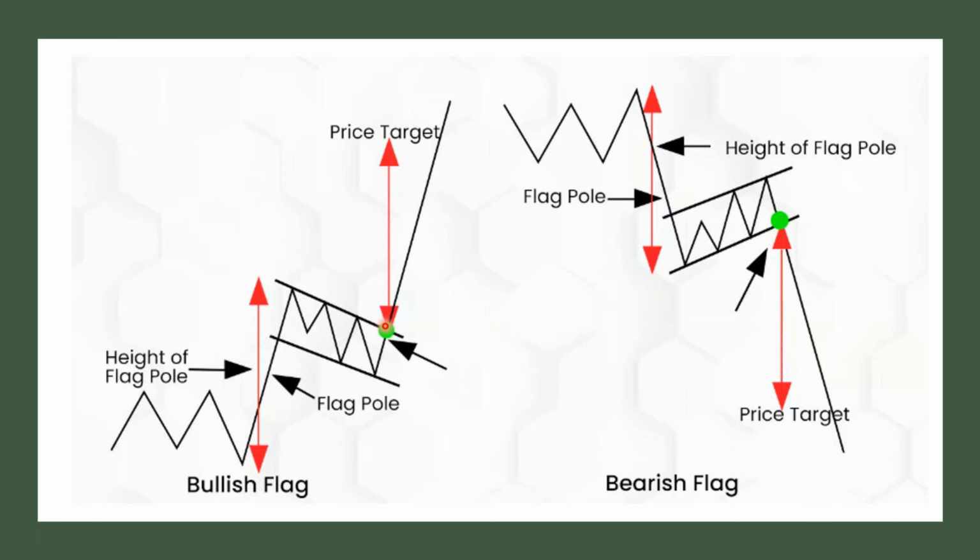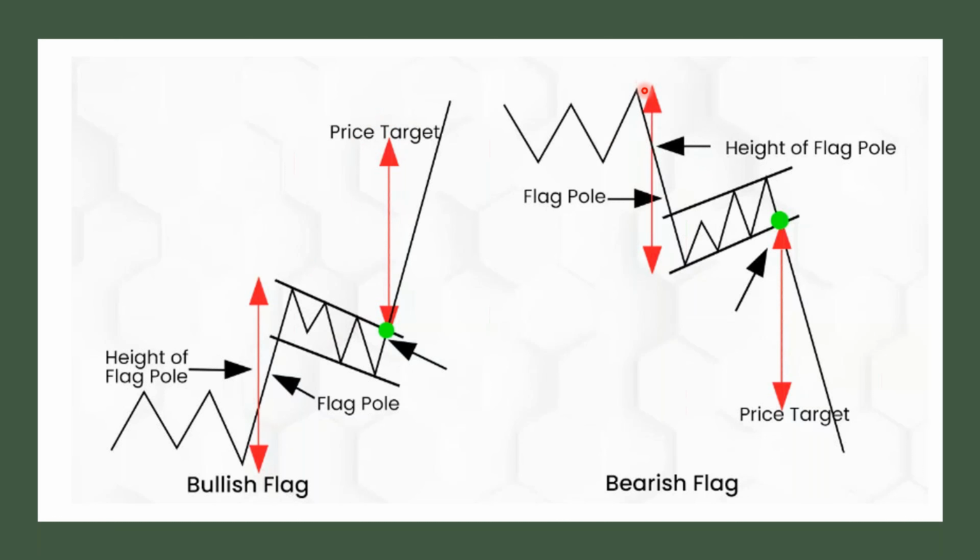We predict that when the price breaks this point, it will go as the height of the flagpole. So you now measure the pips or the dollar value from the starting move of this pole to the end, and then when the price breaks this area, this rectangle, you predict that the price will go that distance. This is the price target of the flag shape pattern.